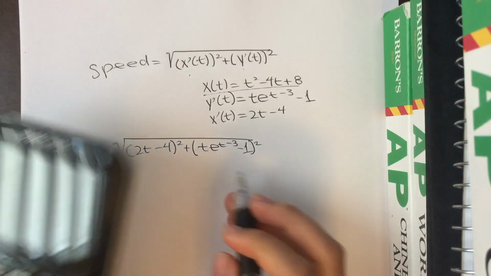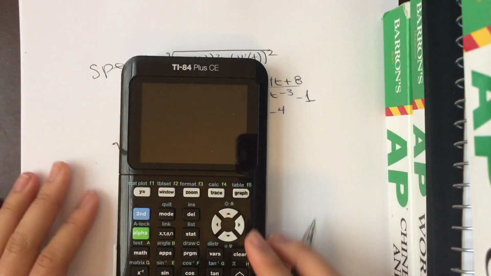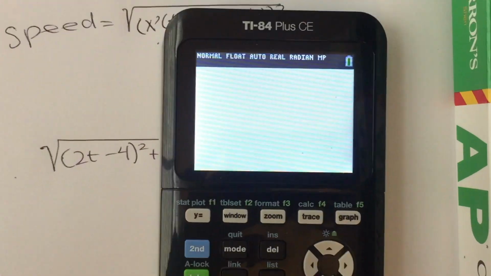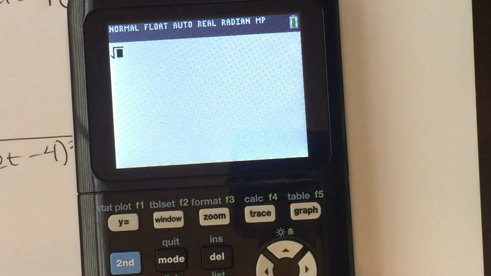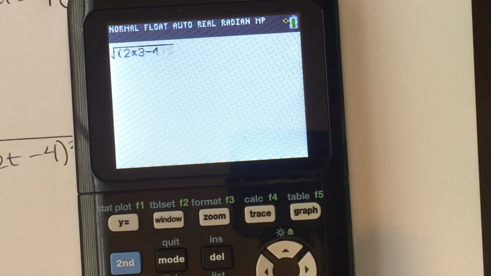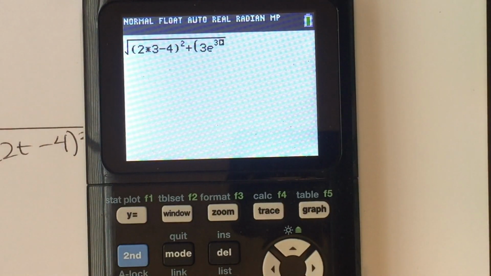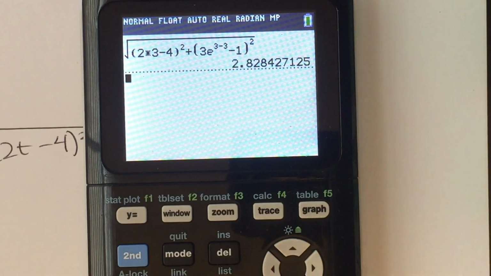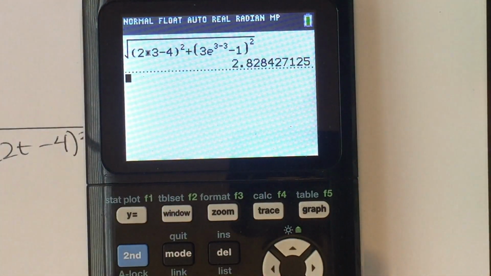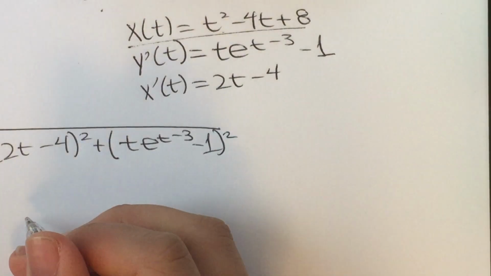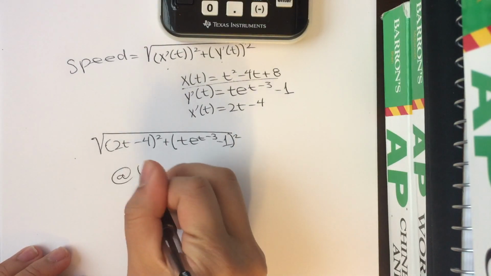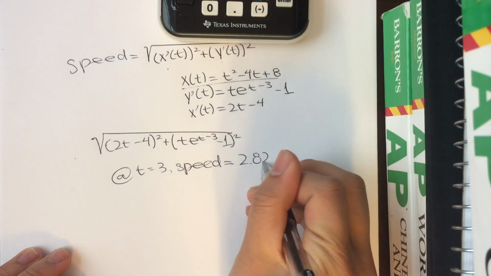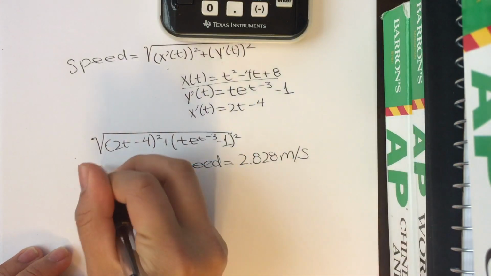And we're finding this at time t equals 3 seconds, so I'm going to be using my TI-84 Plus and just plugging in t equals 3. So we're taking the square root of 2 times 3 minus 4 squared plus 3 times e to the power of 3 minus 3 minus 1 squared. And our answer is speed equals 2.828 meters per second at time t equals 3. So writing that down, we have at time equals 3, speed equals 2.828 meters per second.